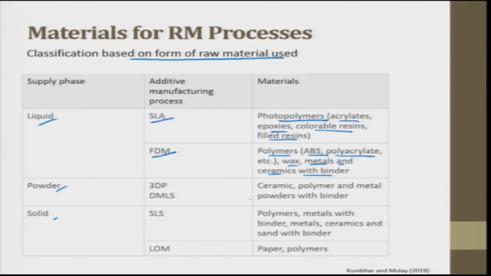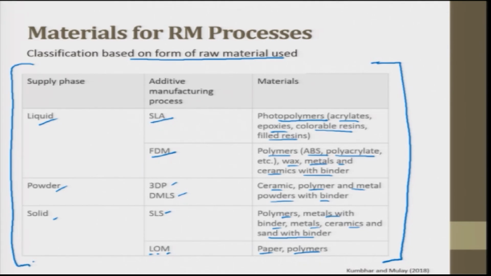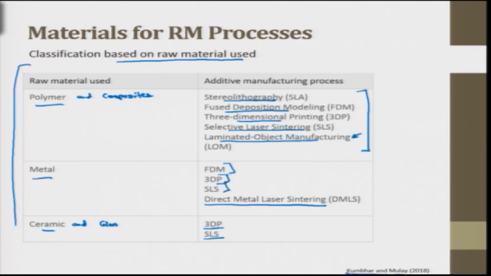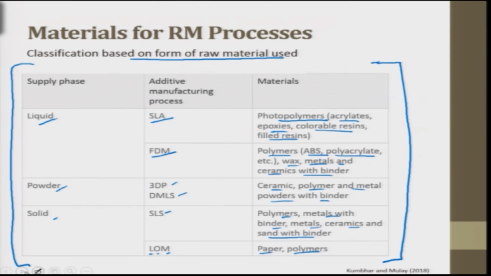Powder form, as I said, ceramics, polymers, metal powders with binder are used in 3D printing and direct metal laser sintering. Solids, polymers, metals with binders, ceramics and sand with binder are used in selective laser sintering processes, and in laminated object manufacturing, papers and polymer sheets are used. So this table actually provides the information in a crisp way. Similarly this one. This was a study taken by Kumbar and Mule in 2018, a very recent study.